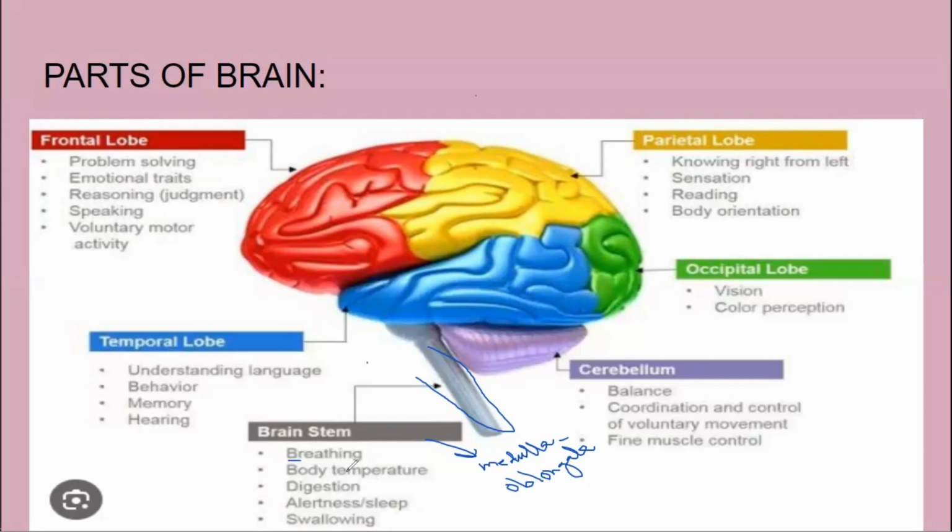Our unconscious part of the brain, the medulla, controls things like breathing, when the lungs are contracting and relaxing, body temperature, and when food is digested, peristalsis and swallowing. All these activities are controlled by the medulla oblongata. So these are the different parts of our brain.